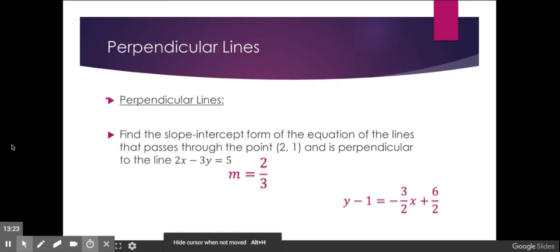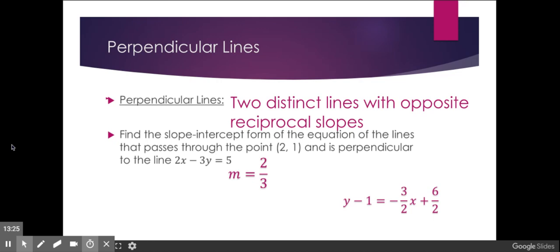So let's look at perpendicular lines, two lines with opposite reciprocal slopes. So they're not the same slope like parallel, they're opposite reciprocal. And so if we think about finding the equation or finding the slope-intercept form of an equation of a line that passes through the point 2, 1 and is perpendicular to that line, this is the same information we were given before. So we know our slope is 2/3.